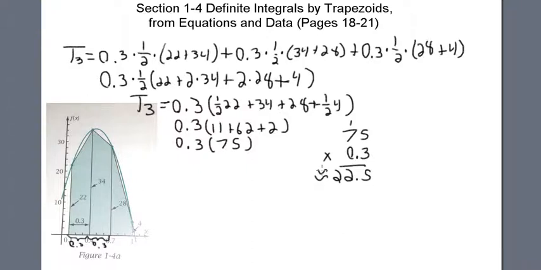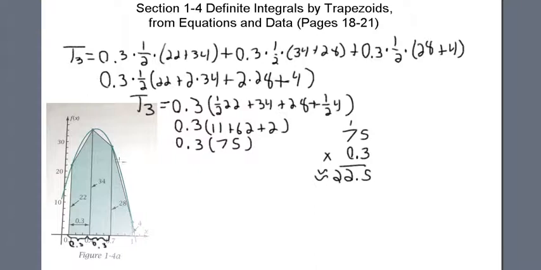Now, if I remember right, we got something similar with the other one. In this case, it looks like we're even less accurate, but that's because of this white space here and here and here. Now, to get rid of that white space, to make it even more accurate, we want to make our trapezoids try and match the curve better.